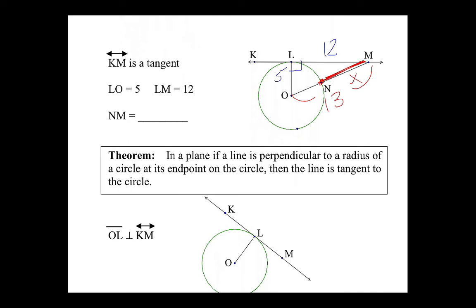Well, here comes that very first theorem I gave you. All the radii of a circle are the same. So just because OL is 5, we also know that ON is 5. And if we know that O to M is 13, we're simply going to say 13 minus that 5 leaves me 8 left over for that outside piece, NM.